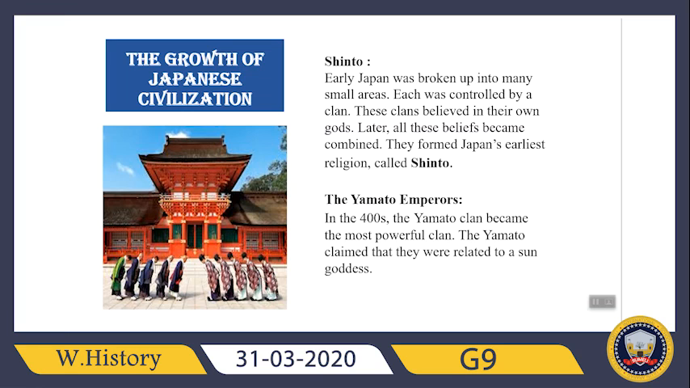By the 600s, Yamato leaders began to call themselves emperors. Because they said they were descended from the sun goddess, eventually they started calling themselves emperors. Other clans, with the passage of time, fought and won power over Japan.